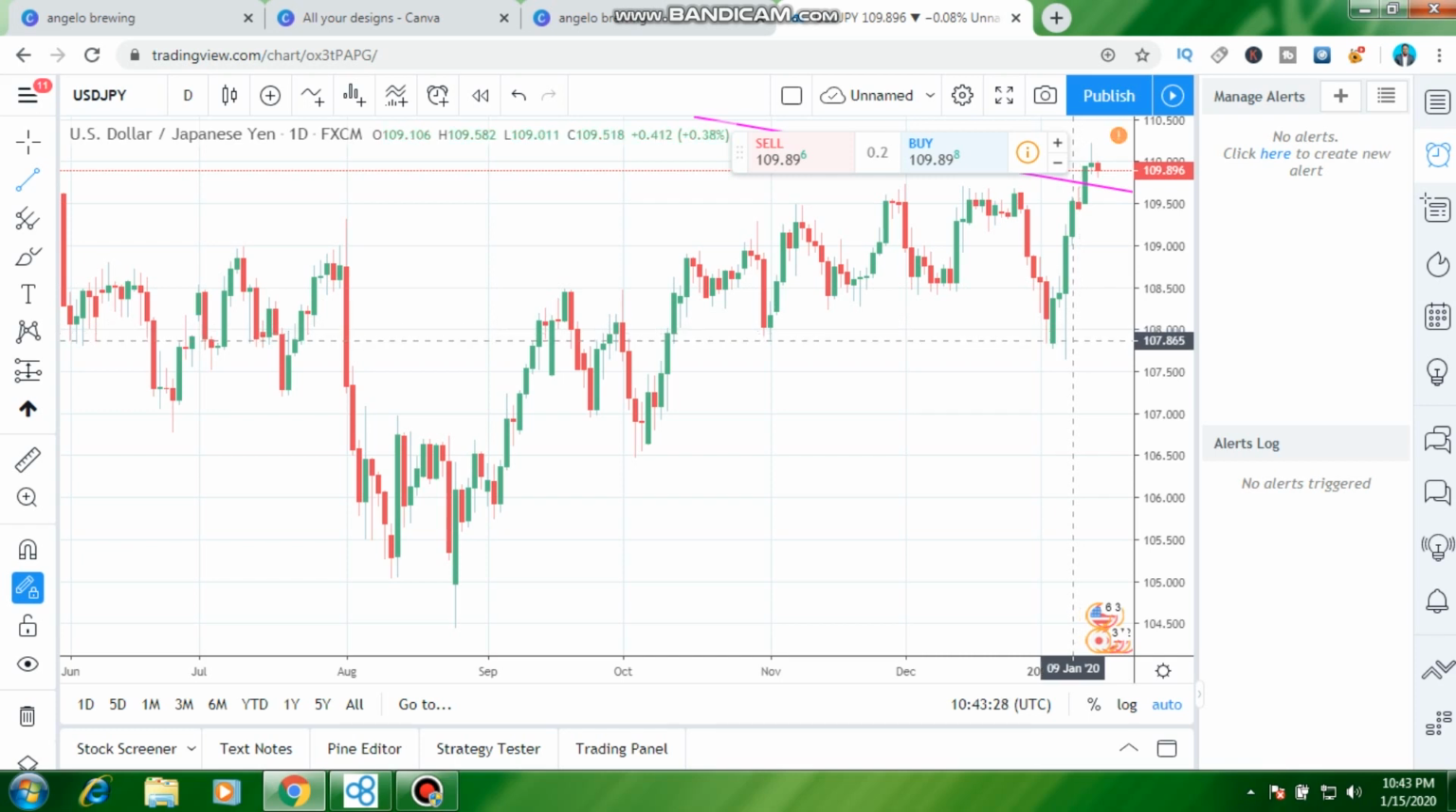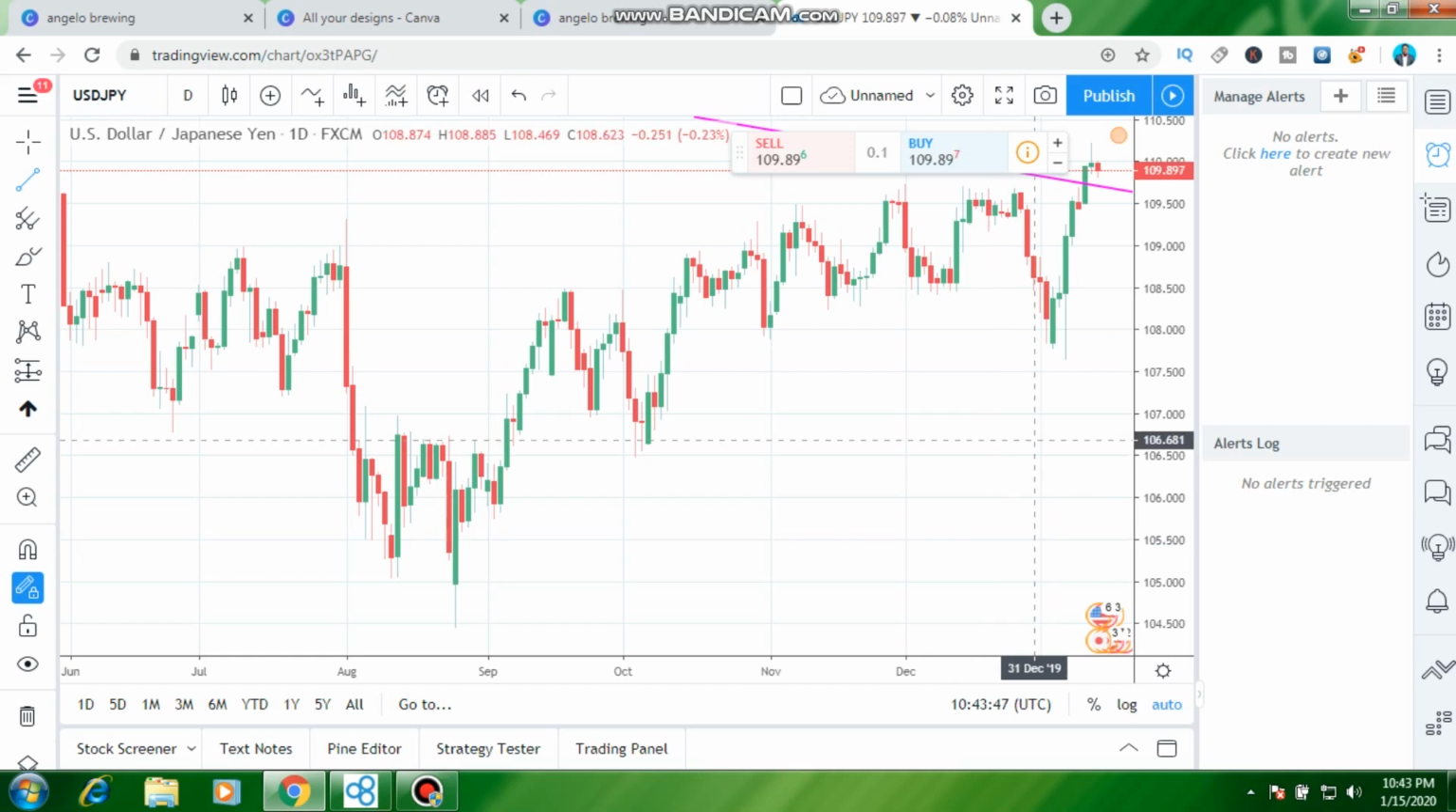And then if there's a breakout, you can look out for your second TP around here, which is around 106.70. And then if this is also broken, then you can look out for your third TP around here, which is around 105.50. So you can put this on demo and let's see how it goes.